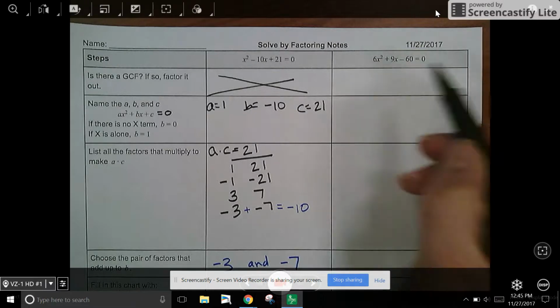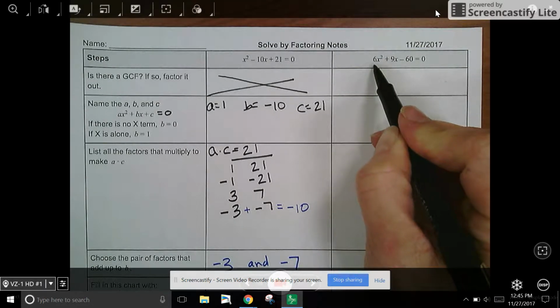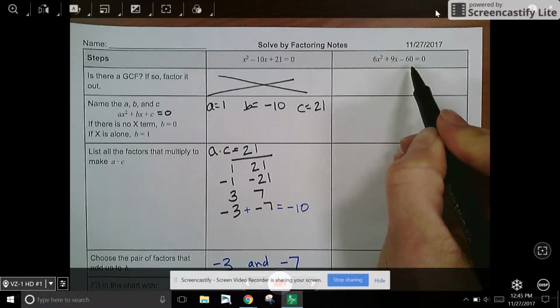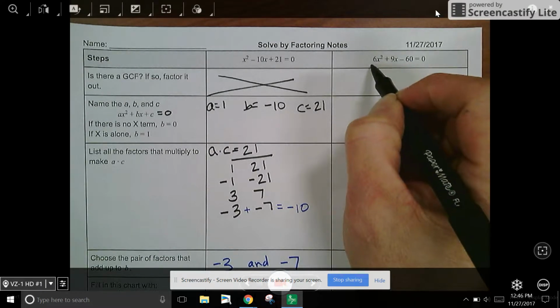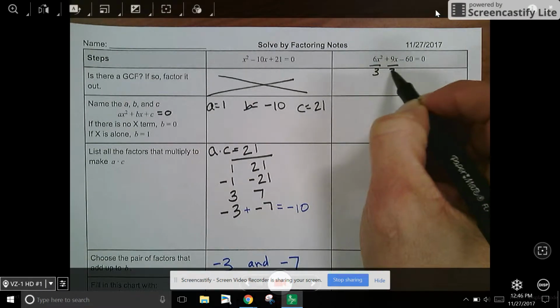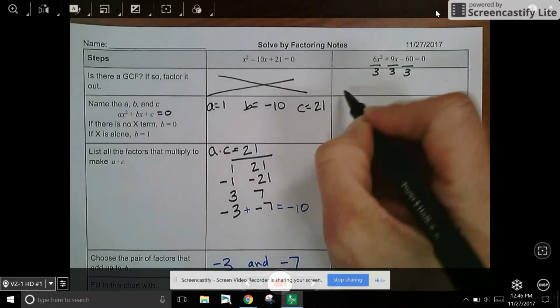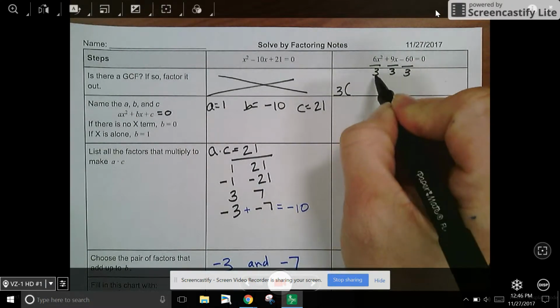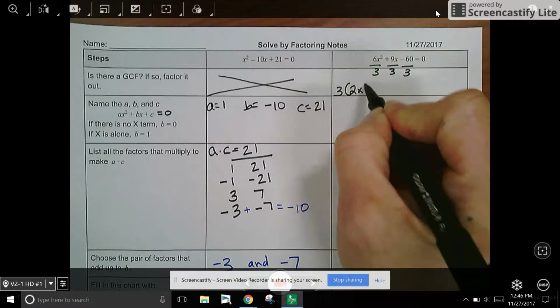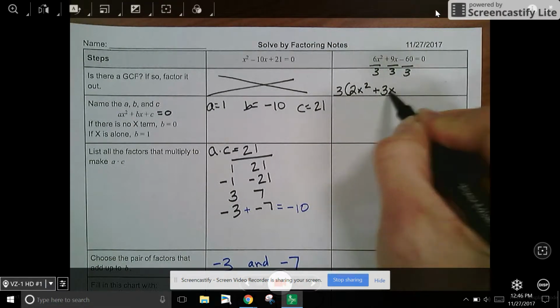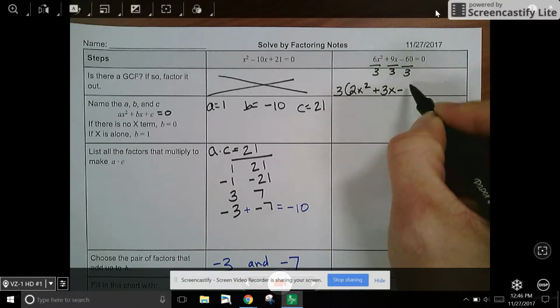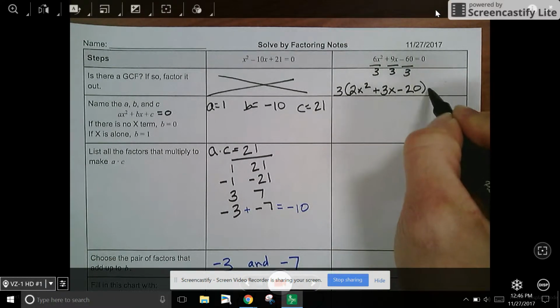What we're looking for is the largest number that we can divide into 6, 9, and 60. And that number is 3. 3 can go into all of those. So I'm going to factor out that 3. And to do that, I'm going to divide each term by 3. So when I do that, I'm left with, well, 6 divided by 3 is 2x squared. My plus sign, 9 divided by 3 is 3x. Got my minus sign, 60 divided by 3 is 20.